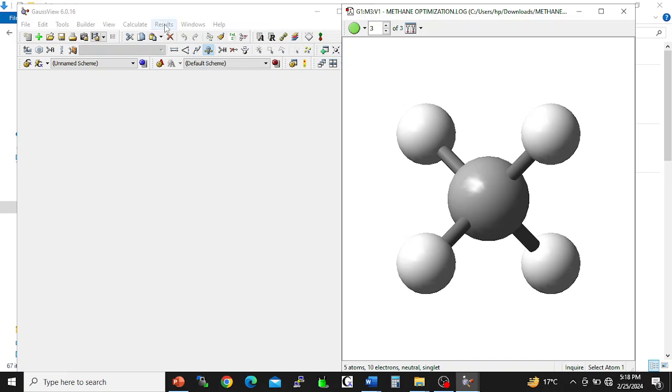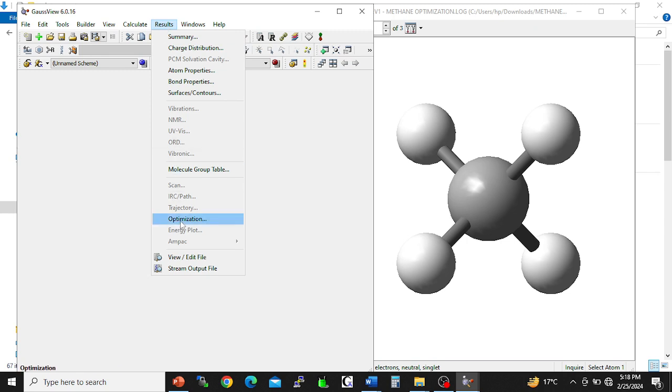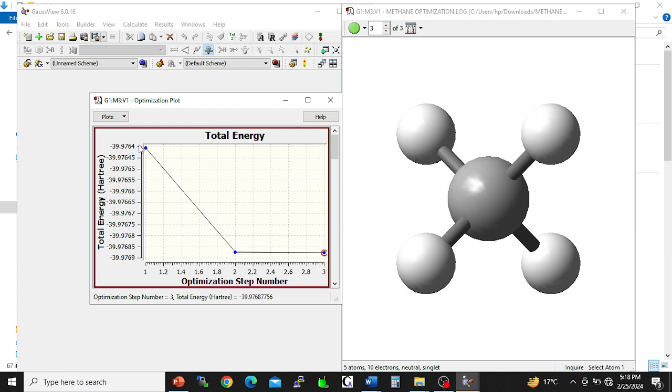So if you go to Results and look for optimization, it tells you how the energy was changing during the process of optimization. You can see in the first step, going from structure 1 to structure 2, it dropped the energy, and from structure 2 to structure 3, it was almost constant. We will see this theory in a later lecture.